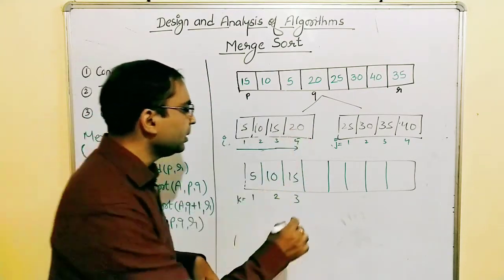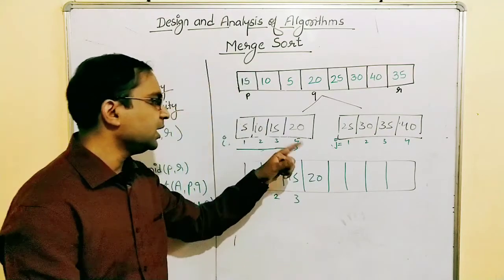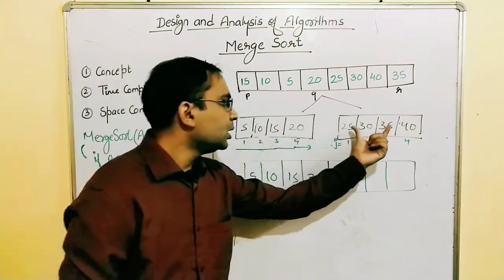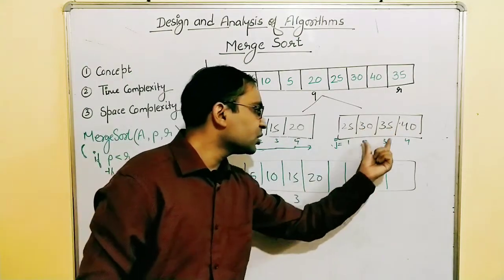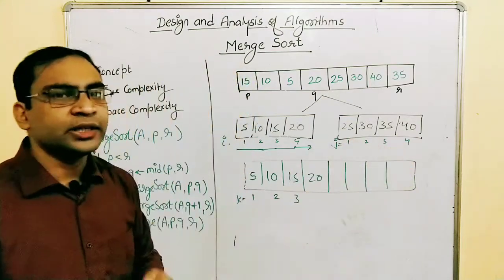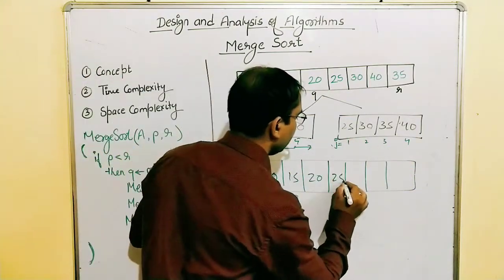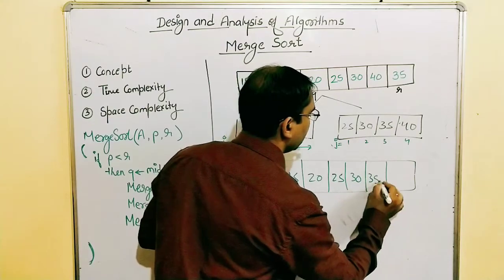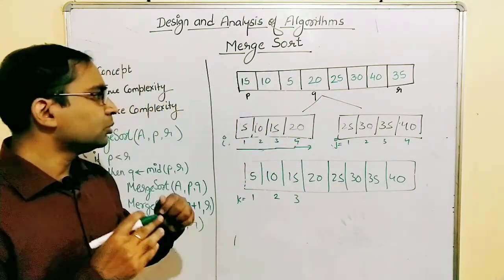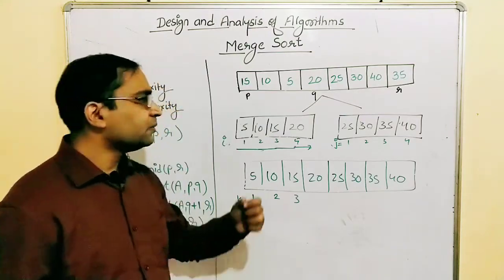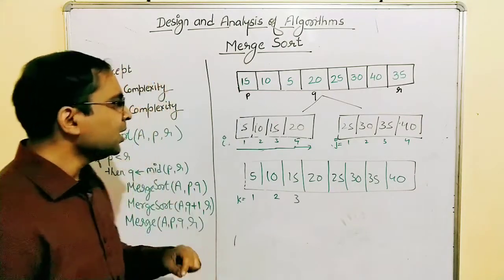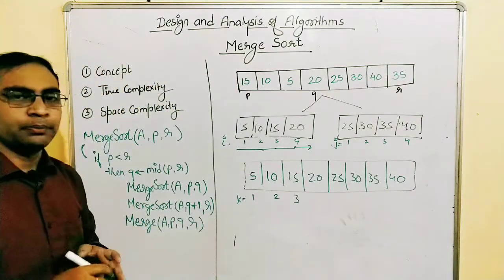So now this 20 will be picked. Again, this will be incremented, and now we are left with no elements in this list. So we'll keep adding the elements from the second list into this new list, because we know that this second list is already sorted. So this is 25, 30, 35 and 40. So this is how merging is done, because we need to take care that while merging, the new list has to be a sorted list. So this is how a merge sort operates.